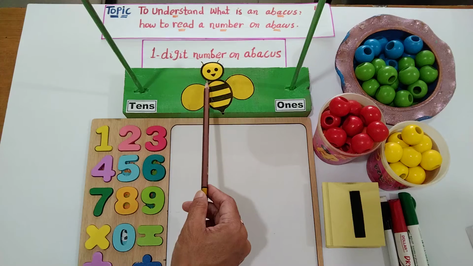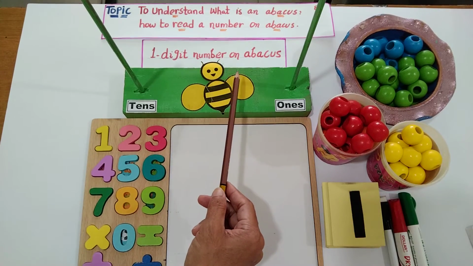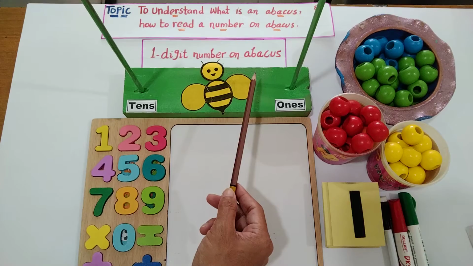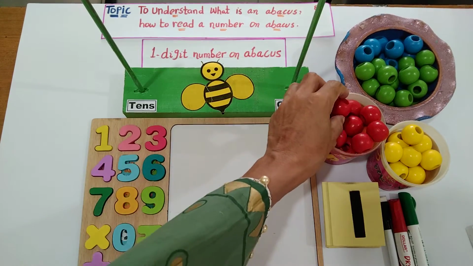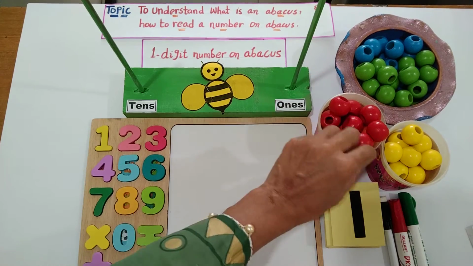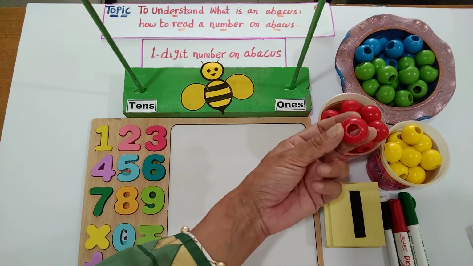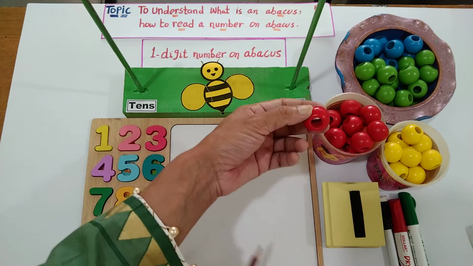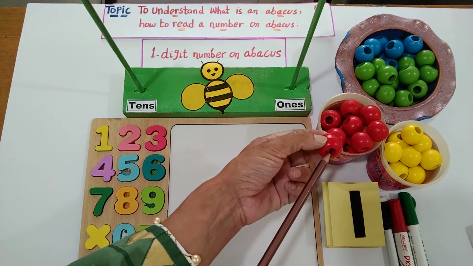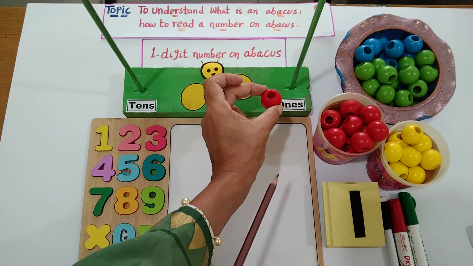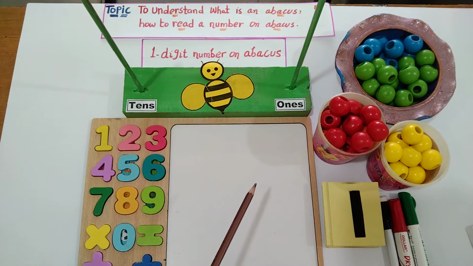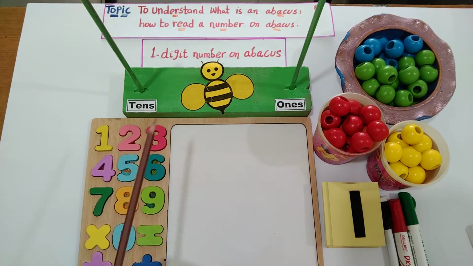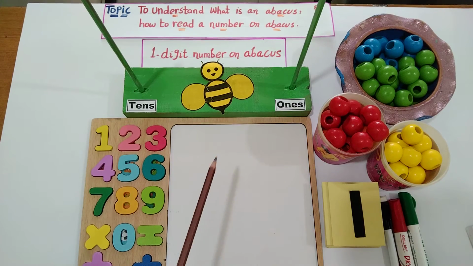As I told you, we can represent the numbers on these rods with the help of beads. What are the beads? You can see these colorful things over here. These are called beads, and you can see the hole inside the bead. This hole is to insert the bead onto the rod. Instead of these beads, you can use any other object having a hole to insert onto the rod.